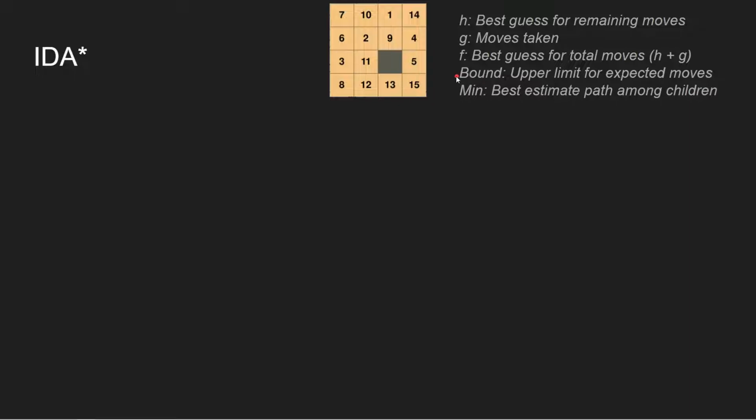We also keep track of a global bound. This is going to be the upper limit for how many moves we expect the total path to take. At any point as we're exploring branches, if our F score exceeds the bound, we're going to stop looking at that branch. Lastly, we keep track of a min. This is going to be the best path that we've found so far among our child nodes.